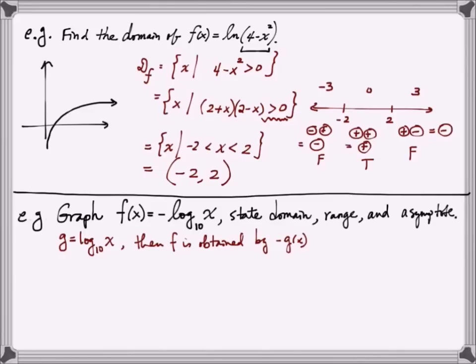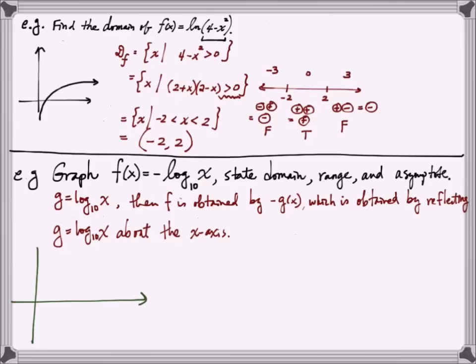That is to change the y value to its opposite, but that is equivalent to reflecting the graph of g about the x-axis. If I know my original log base 10 function looks like this, I can imagine that in the background, and then just reflect that about the x-axis, and the function values become their opposites. This function value, for example, goes to the opposite side, this function value goes to here, and so on. The negative function values then go up to the positive side. Therefore, we obtain a graph that looks like this.